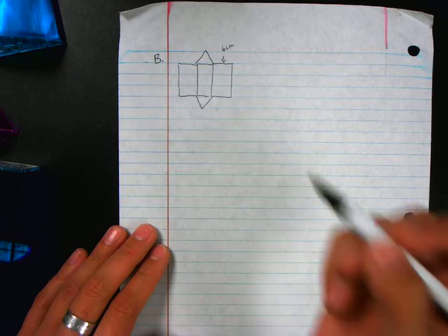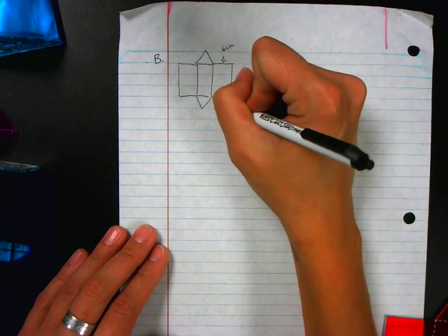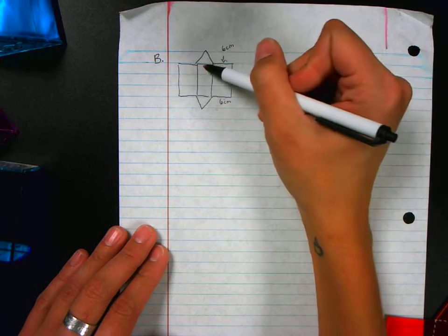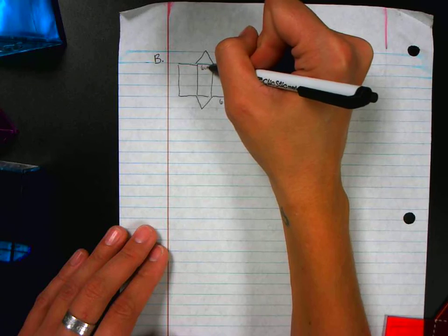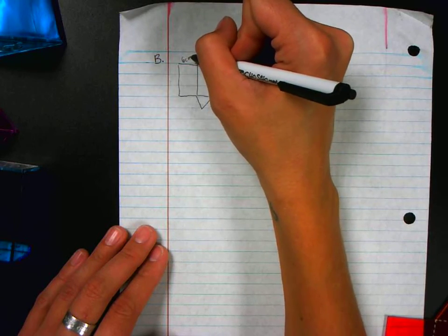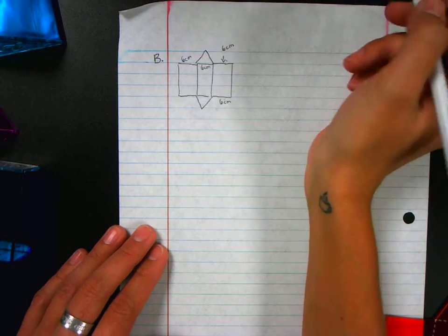And again, with rectangles, you notice that opposite sides are going to be the same length. So I know if this is 6, this is also going to be 6. And again, if I know this side is 6, this is also going to be 6. Again, with this one, this is also going to be 6. Again, you don't have to label all of them, but it's a good idea.